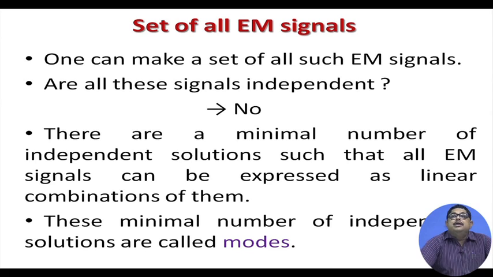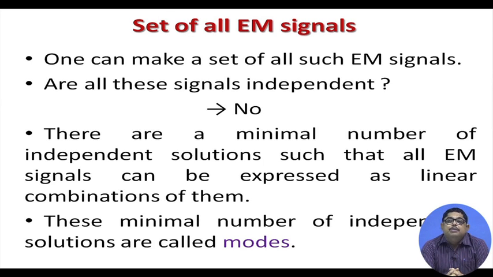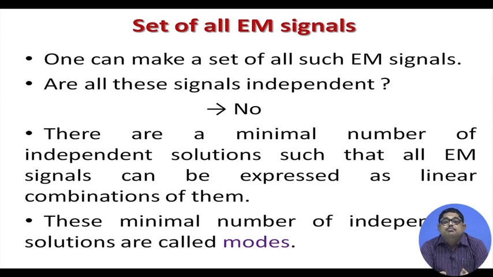Are all these signals independent? If they were, then we would have to understand all these signals, but no. The answer is no. Fortunately for us, there is a minimal number of independent solutions such that all EM signals can be expressed as linear combinations of them. So, you see that though there are various solutions, they are not independent; there is a minimal list of independent solutions, and all solutions are linear combinations of them. We are fortunate, and this minimal number of independent solutions are called modes.